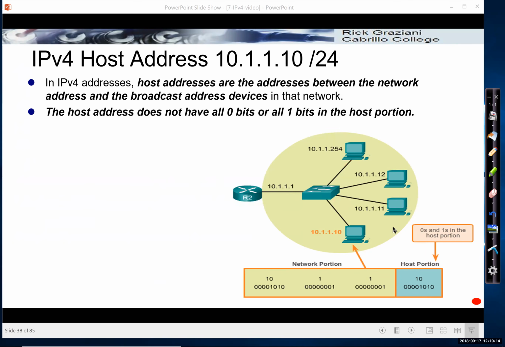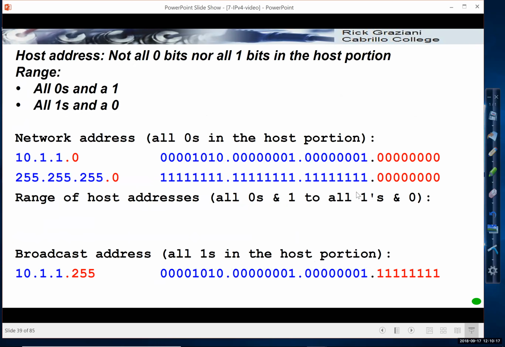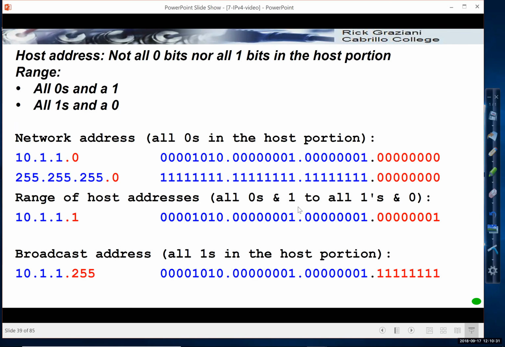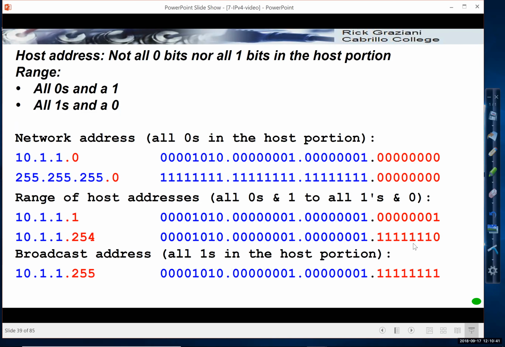Let's look at this another way. We have the network address that in the host portion has all zeros, and the broadcast where the host portion has all ones. If we look at our range of hosts that we can have on this network, the first host would be all 0 bits, leftmost 0 bits, and a 1 bit. Our last host would be all 1 bits and a 0 in the host portion. So this gives us our range of hosts.